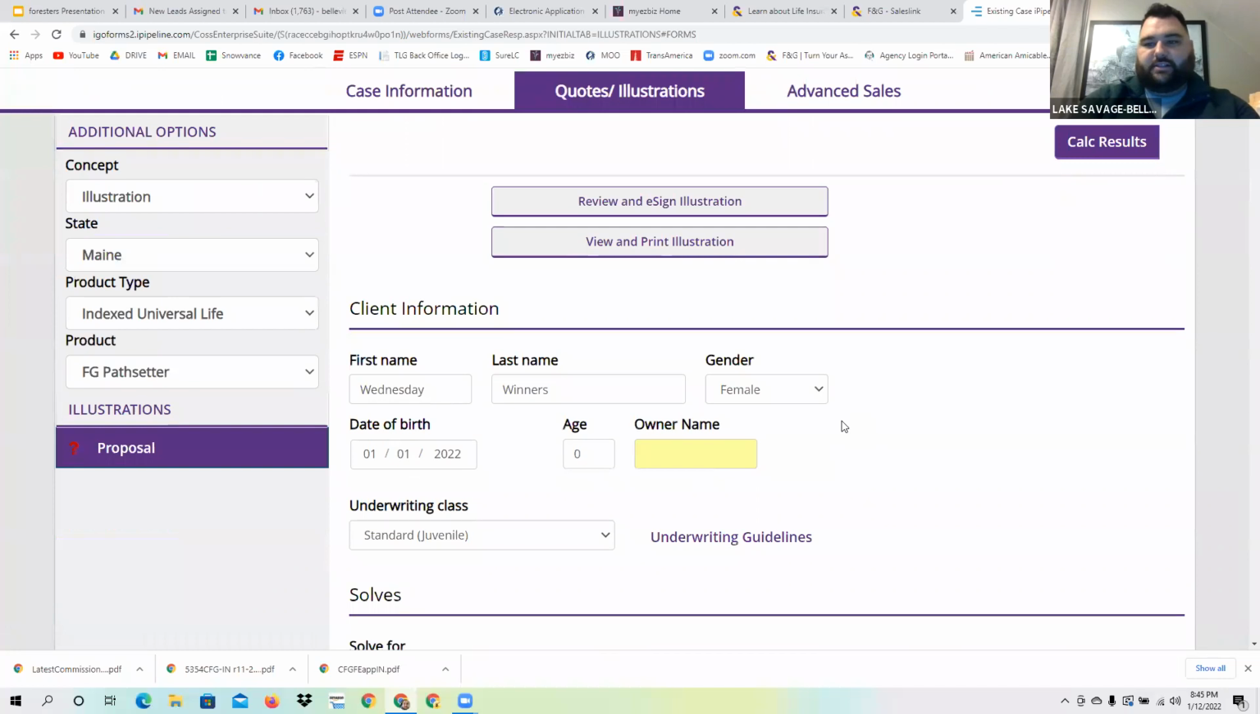This is where it gets a little funky, so I'm going to go real slow. The owner of the policy is going to be the parents because they're not old enough to get insurance, right? You can own an insurance policy at the age of 18. They're not 18, so their parents are going to own that. By the way, guys, that's extra value.